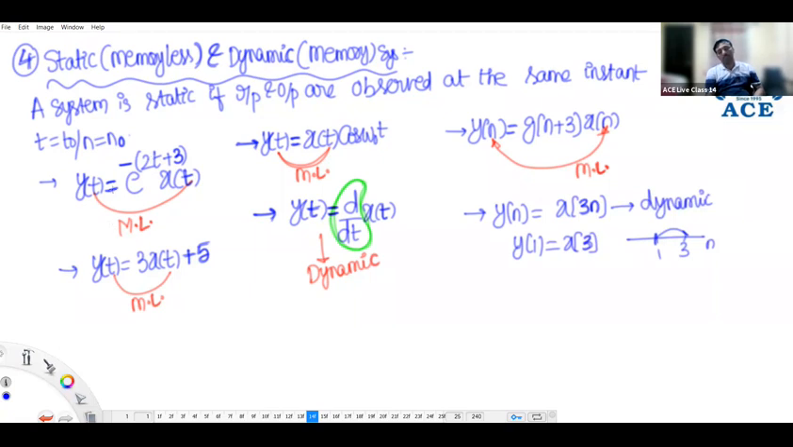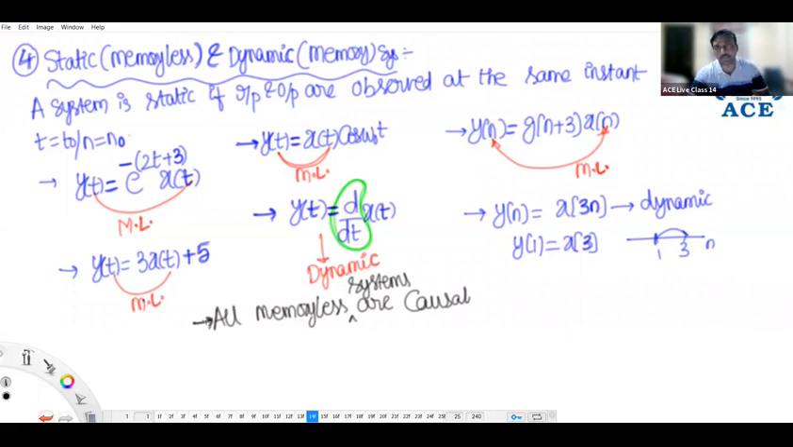See here, is the first system causal or non-causal? This one is a causal system. This one also causal. Third one also causal. All static or memoryless systems are causal, but not vice versa. Causality is not guaranteeing static nature. Accumulator is the best example.